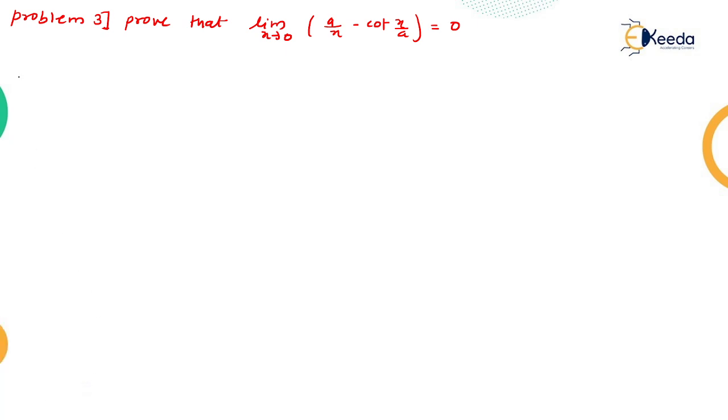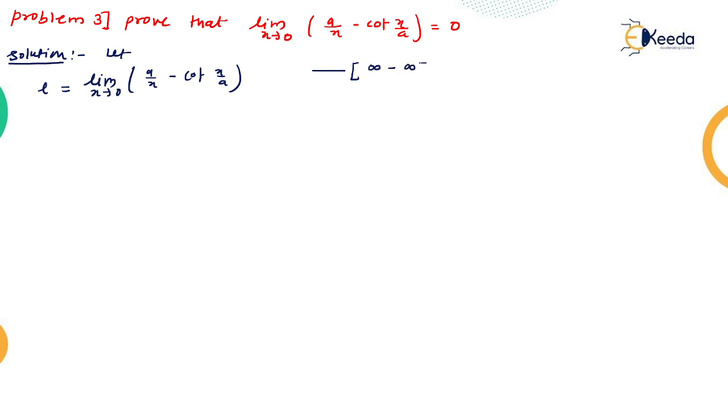Now let's see how it will be solved. I'm writing just a solution here. So the given limit can be written as L is equal to limit as x tends to 0 of a by x minus cot of x by a. You have to observe this very well, guys. When we replace x as 0, it takes the infinity minus infinity form.